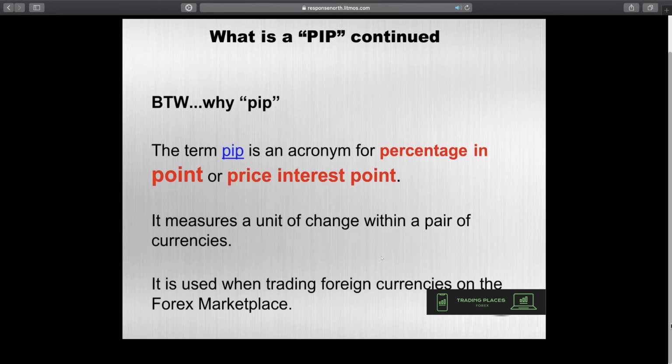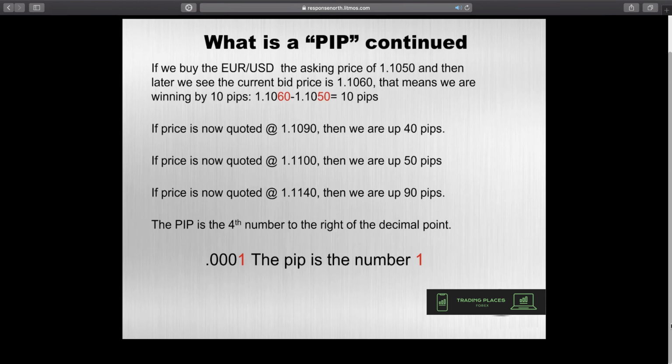So, why pip? Again, here's our definition. The term pip is an acronym for percentage in point or price interest point. It measures a unit of change within a pair of currencies. That's what we use when we're trading. So let's go through some pricing examples here.